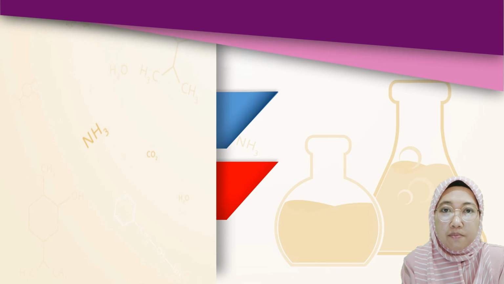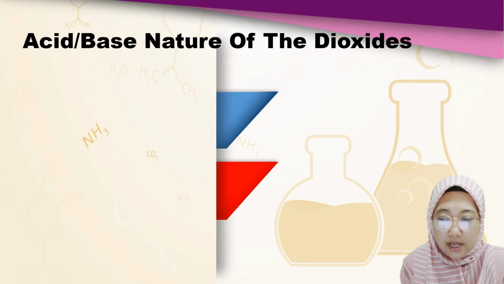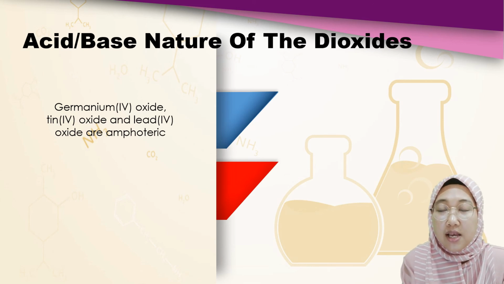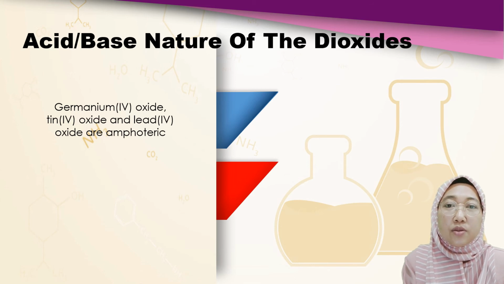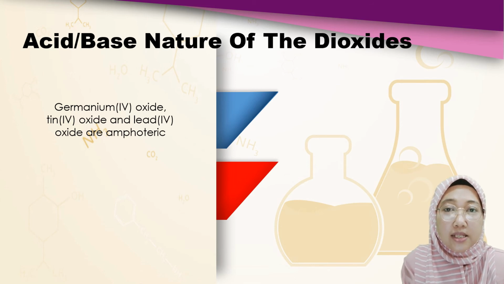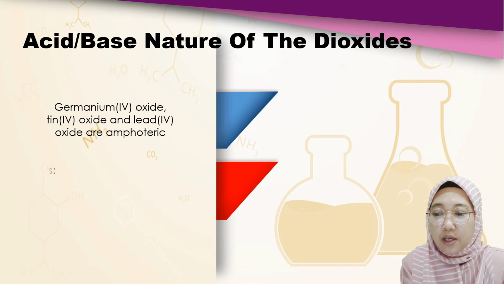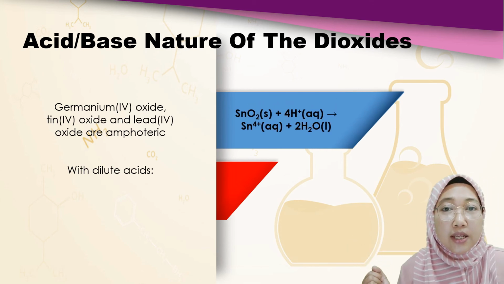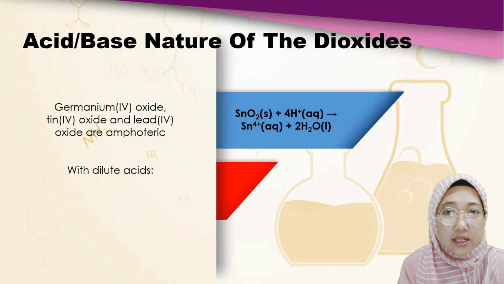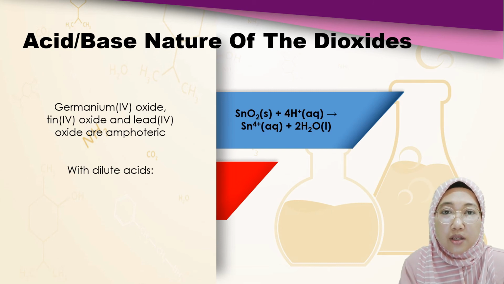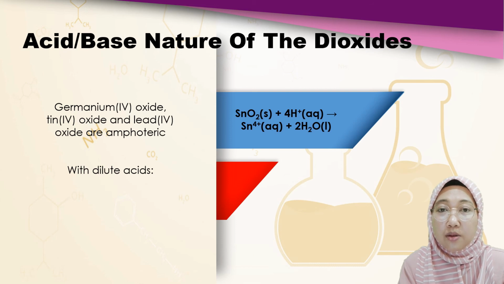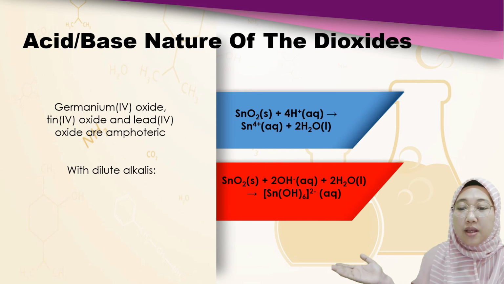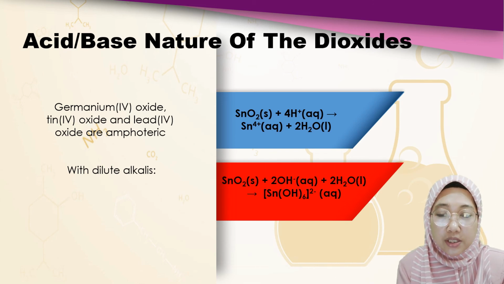So, acid-base nature of the dioxides. Okay, germanium 4 oxide, tin 4 oxide and lead 4 oxide are amphoteric. Okay, amphoteric maksudnya dia boleh react dengan alkalis and acid. Okay, both lah. Okay, with dilute acid, okay, here is the example using tin 4 oxide. Okay, here is the chemical equation for reaction with dilute acid. Okay, another one with dilute alkalis. Okay, using tin 4 oxide, here we have the chemical equation.